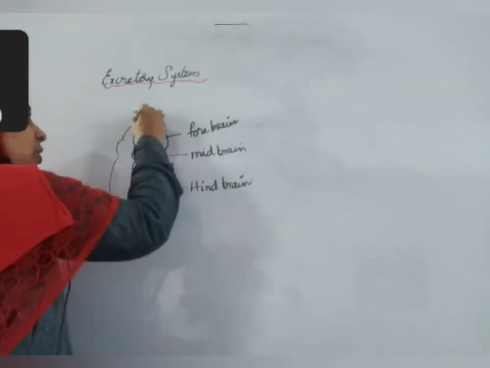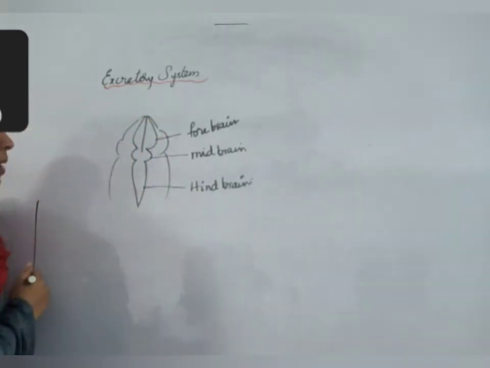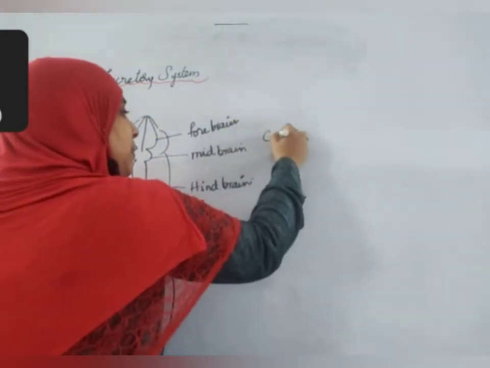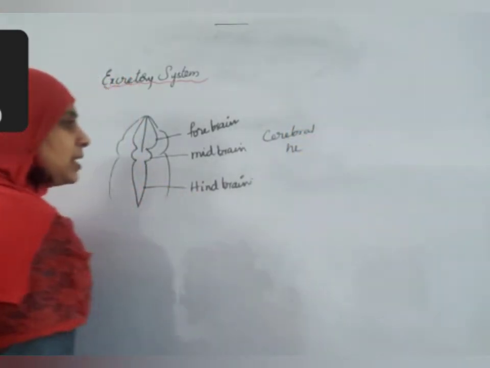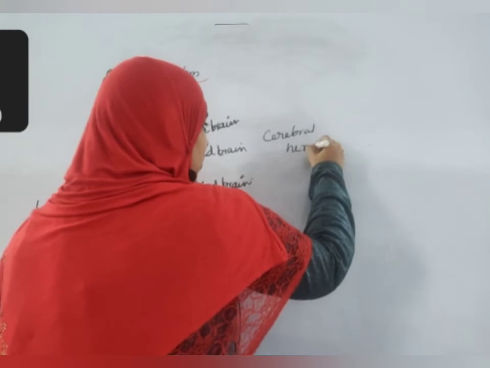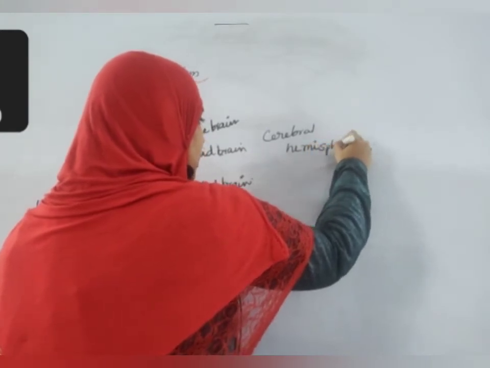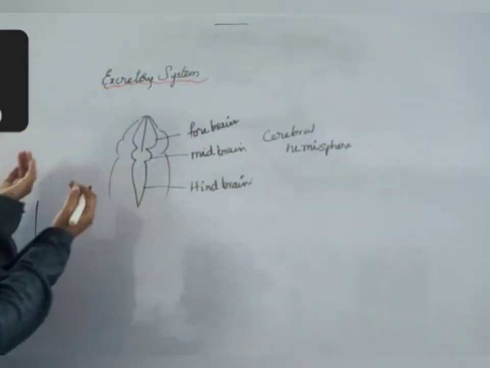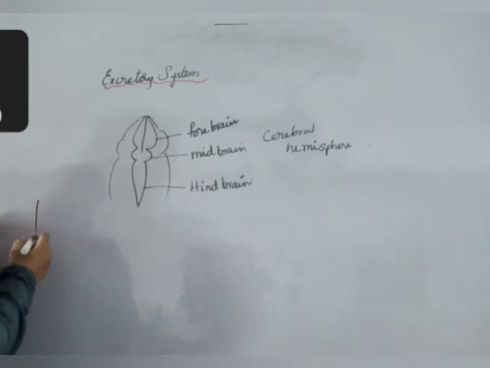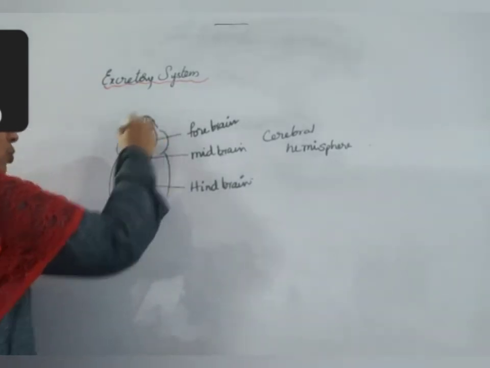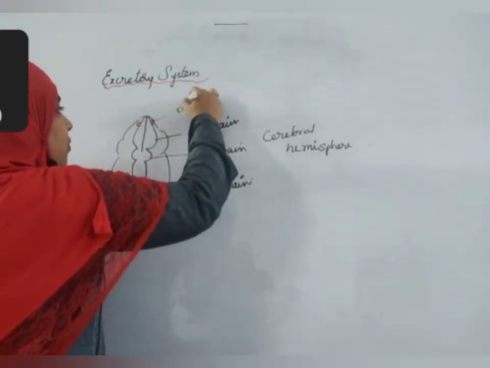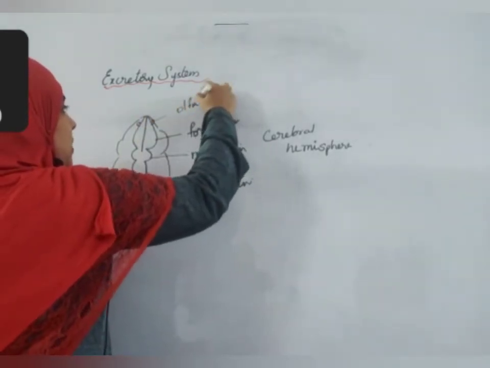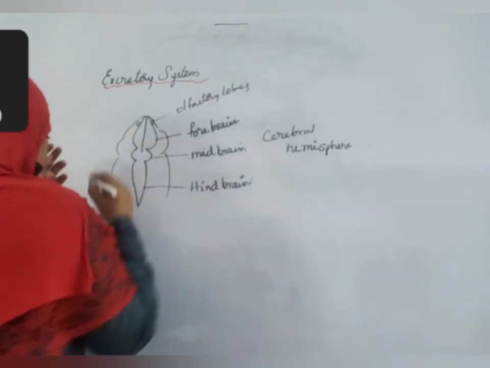Forebrain can be divided into two parts called cerebral hemispheres. Like in case of human beings, our brain also can be divided into two parts, one right side, one left side. And to the front portion, there are two small lobes connected called olfactory lobes. Olfactory lobes are present to the forebrain.